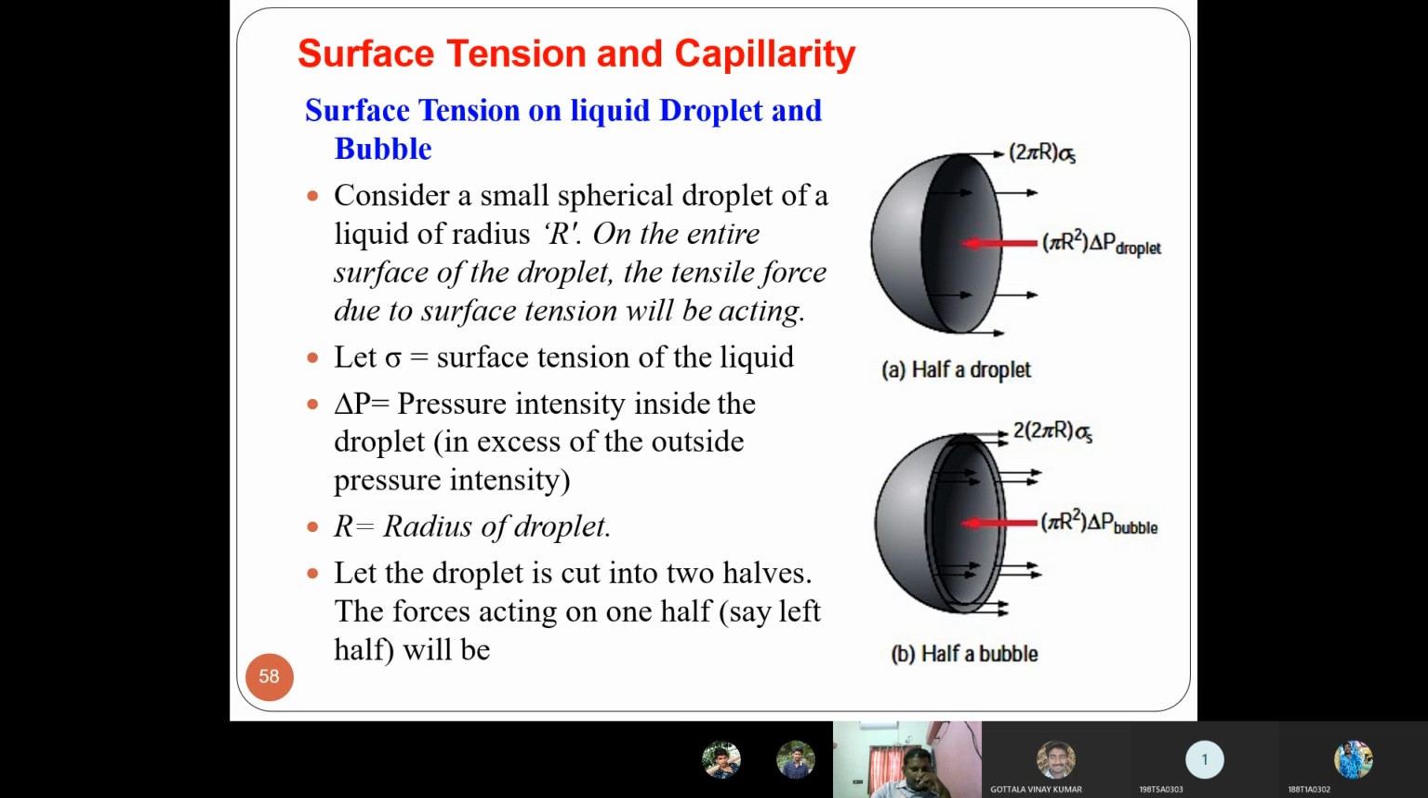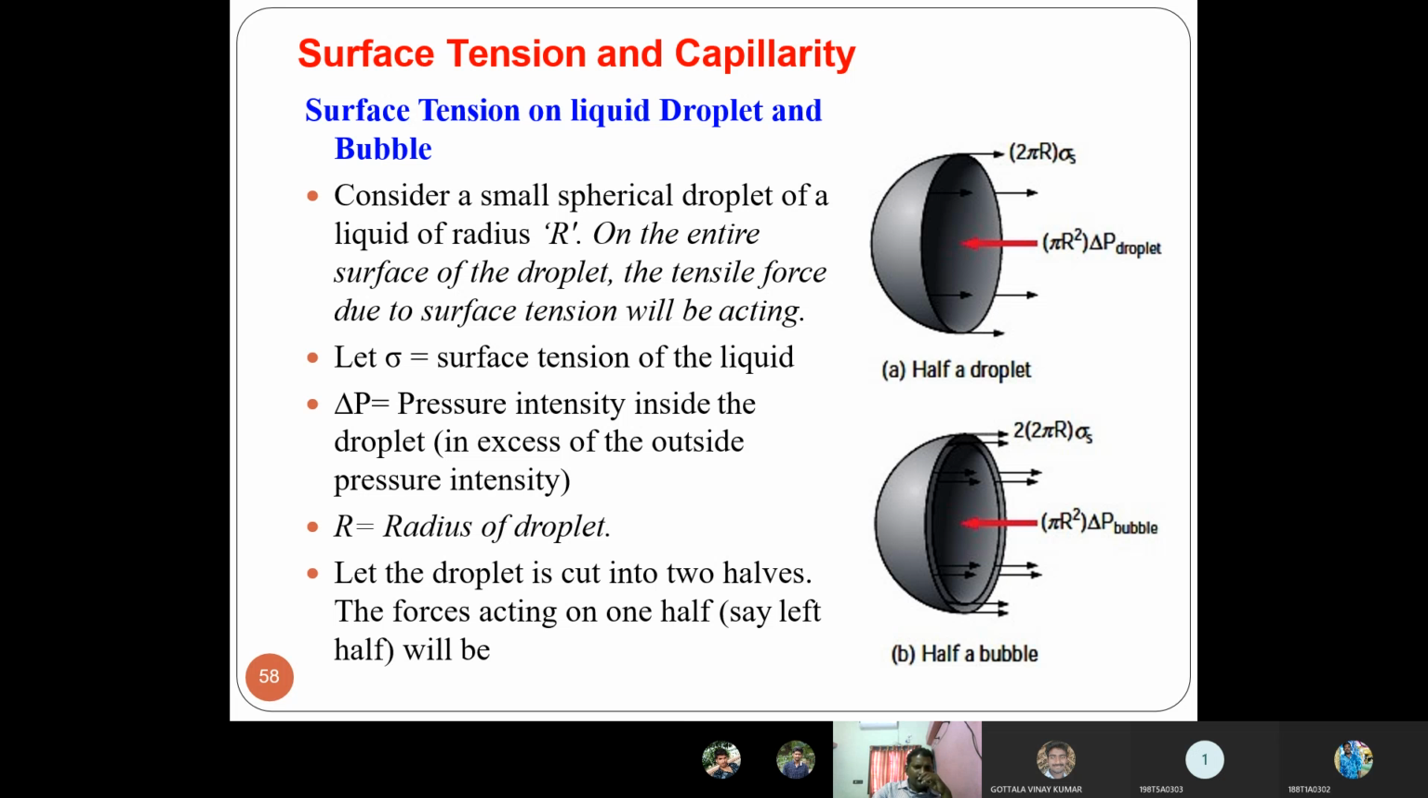What is the force acting on that surface? It is nothing but the tensile force. That tensile force is equal to surface tension into circumference. Circumference is nothing but pi d, where d is the diameter, and diameter is nothing but 2r. So the circumference can be represented as 2 pi r into sigma s, and this tensile force will act on the entire circumference.